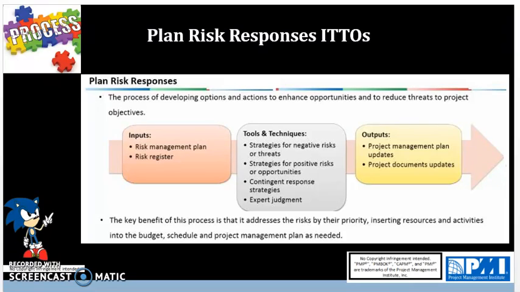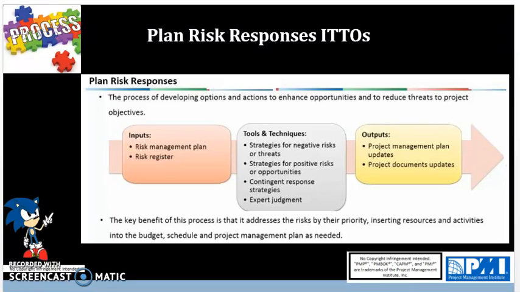The outputs of this process are project management plan updates, and you're updating the schedule management plan, cost management plan, quality management plan, procurement management plan, human resource management plan, the scope baseline, schedule baseline, and cost baseline. This all makes sense because risk will impact all of these areas and you'd have to update them in case something happens. Project document updates.